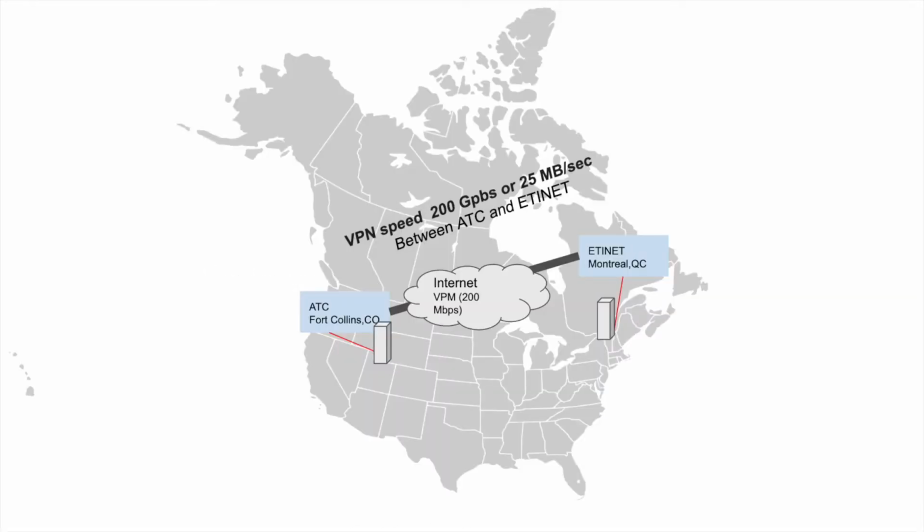For the demo, we will use two data centers: HPE ATC in Fort Collins, Colorado, and ETINet in Montreal. Between the two data centers, we have a VPN. That VPN runs at 200 megabit, so basically 20 megabytes per second.